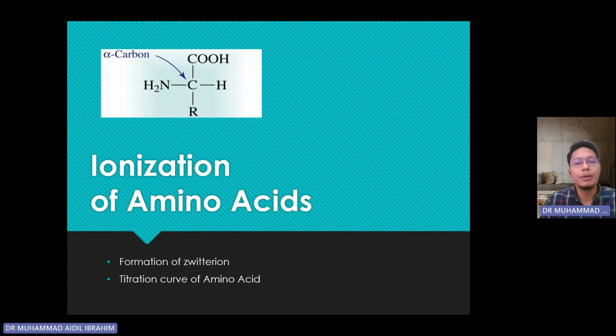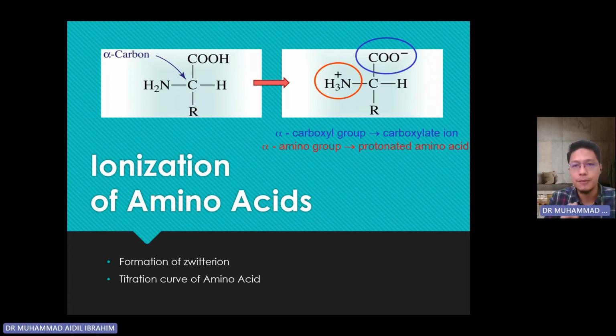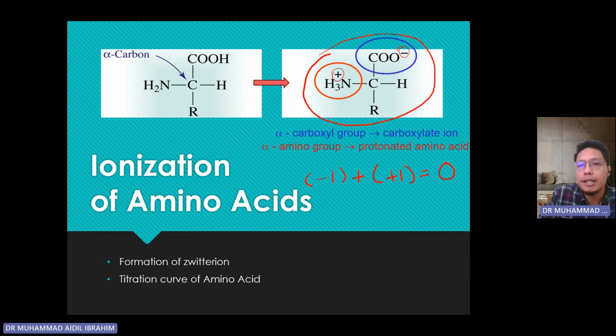So in this subchapter, we are going to see how in a certain condition, an amino acid can become ionized, which is with the carboxylate ion from the carboxyl group. So the alpha carboxyl group will become carboxylate ion. Okay, and another one is the alpha amino group that becomes the protonated amino acid with a positive charge. So altogether here, one negative charge and one positive charge. So one negative plus one positive, it will become 0. So when this happens, when one amino acid has one negative charge and one positive charge, it will have a 0 net charge.